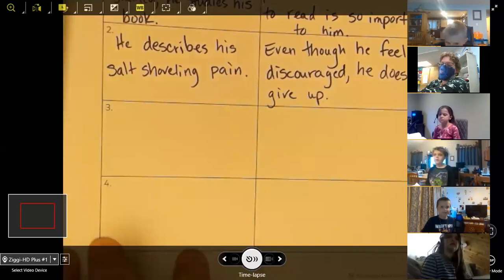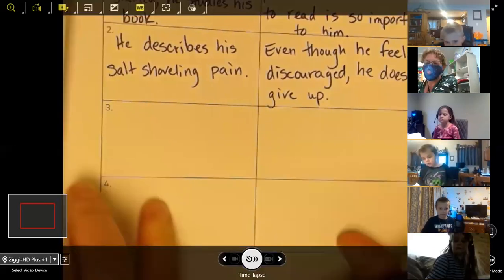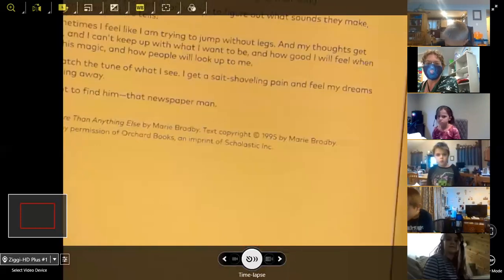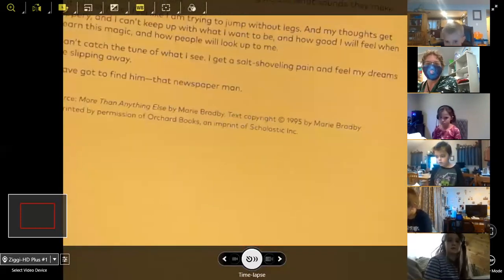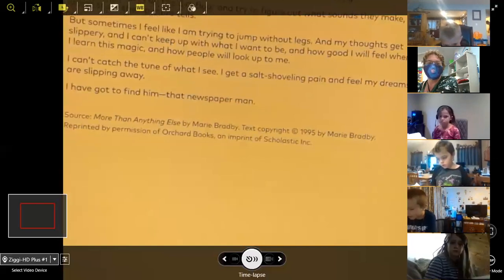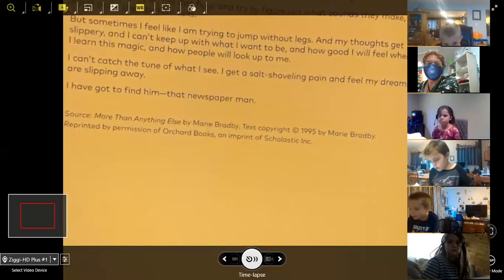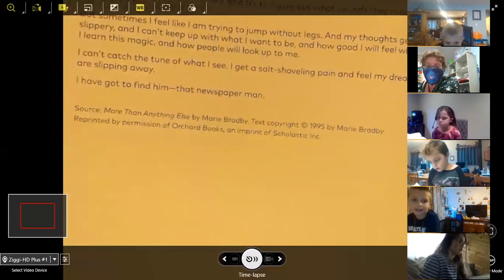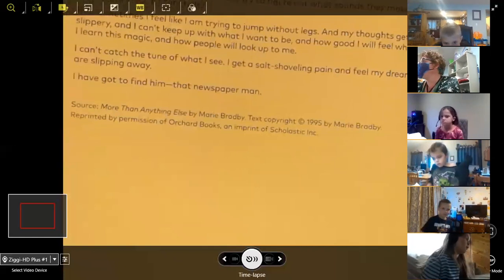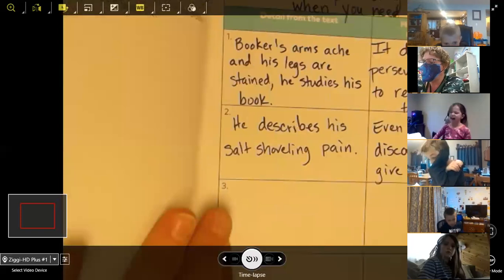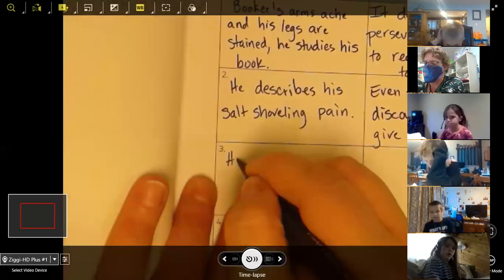Logan, tell me where you find it on page 68. You find it after I can't keep up with what I want to be, and it says, and how good I will feel when I learn this magic, and how people will look up to me. So he thinks reading is super important, right? Because when he gets it, he's going to feel so good, right? So he describes, good job, Logan, you did it.